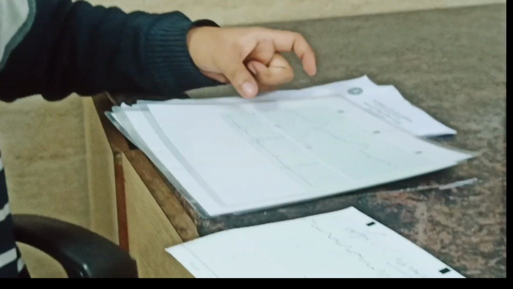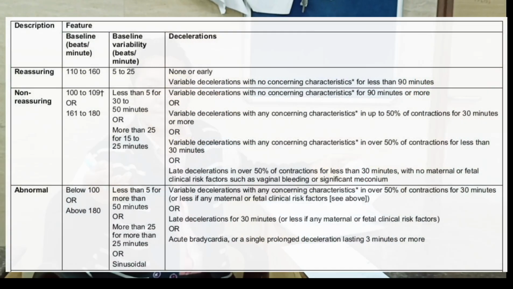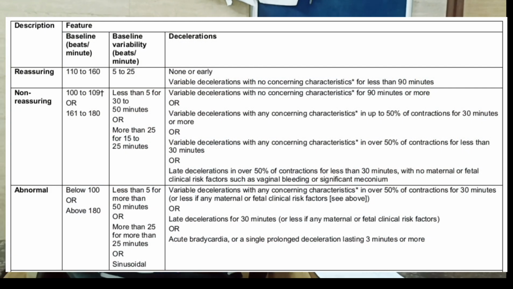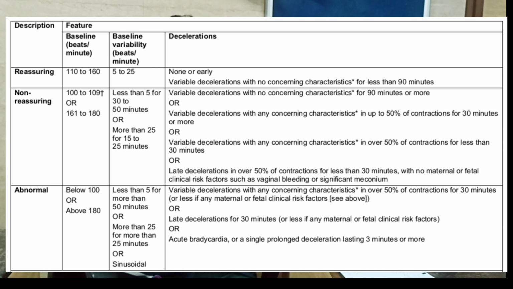But then we have to refer to the 2015 guidelines. Now let us once revise the 2015 guidelines, what it says. So you should remember, as you can see in the picture which is shown here, first we divide the CTG tracing into reassuring, non-reassuring and abnormal. Mind you, the mnemonic is RNA: reassuring, non-reassuring and abnormal.